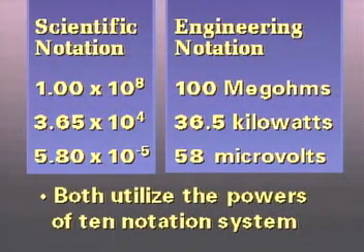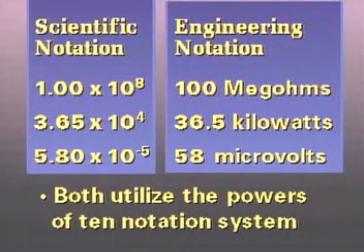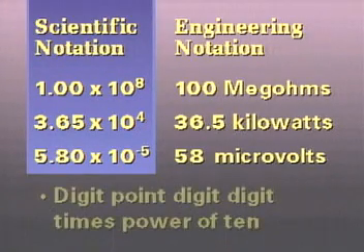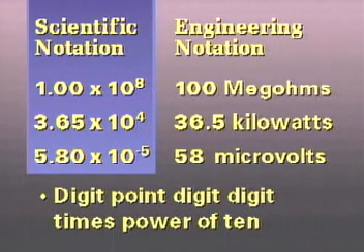Scientific notation and engineering notation both utilize the powers of 10 system. In scientific notation, all values are written with a number between 1 and 10, often with 2 decimal places. The power of 10 represents the number of decimal places moved. We might say that the format for scientific notation is digit, point, digit, digit times a power of 10.